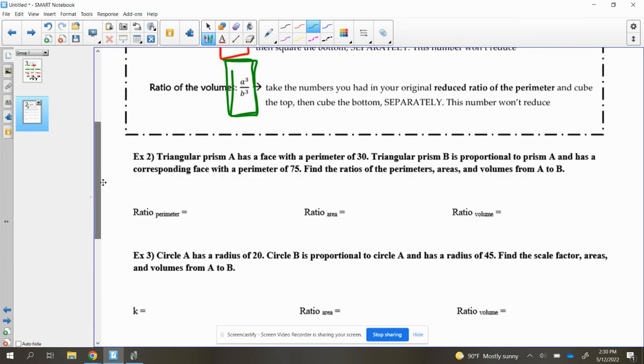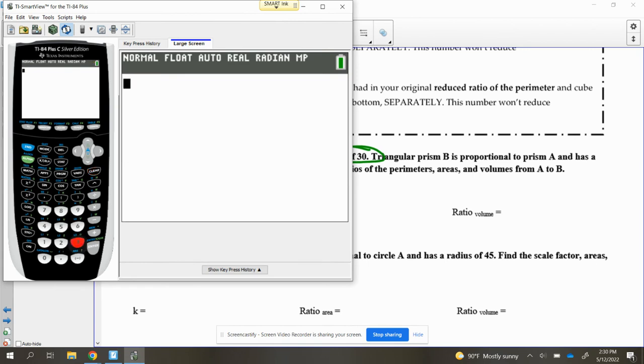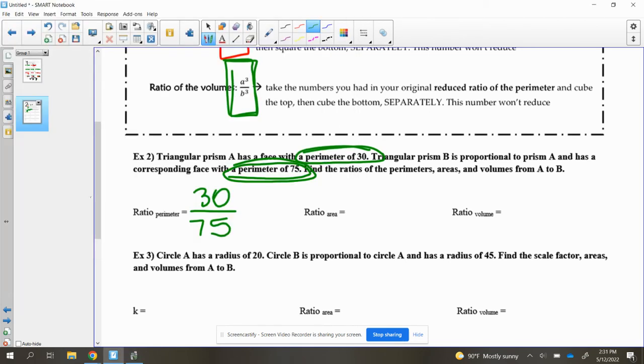Okay. So for this first one, they're telling us that we have a triangular prism with a perimeter of 30, and then we have a corresponding face on a different figure that is 75. If we reduce this, 30 divided by 75 is going to be 2 over 5. Now that, again, is our A and our B value.